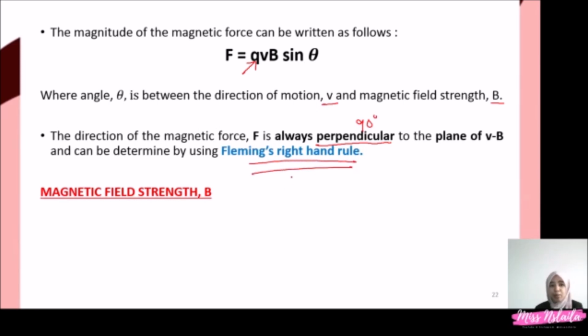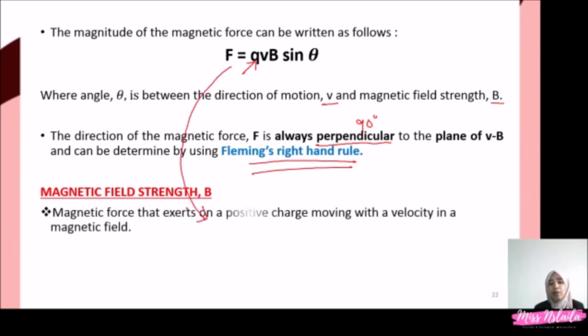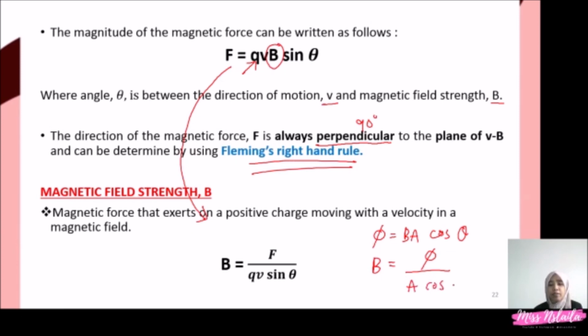Before we go to the hand rule, from this equation, you can also find the value of magnetic field strength. Why? Because there is B in this equation, so you can just rearrange it to find the magnetic field strength. Previously, we had the equation for magnetic flux, BA cos theta. So you can also use that equation to find magnetic field strength if you have the value of magnetic flux. But if you have the value of magnetic force on a moving charge, then you can use this equation to find B.